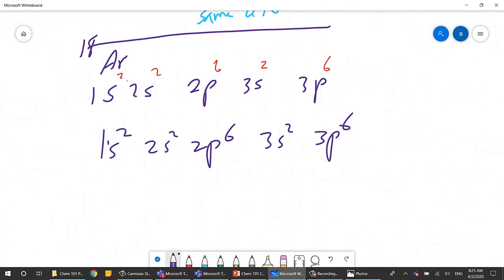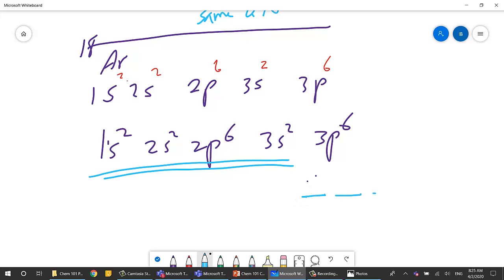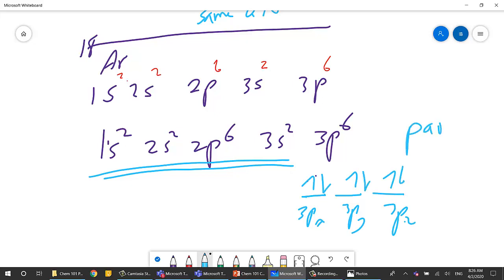Now look at this. If I ask you if argon is paramagnetic or diamagnetic, all of these are paired. You can do them by yourself. But look at the last one, which is the most important. 3p has three subshells: 3px, 3py, and 3pz. And 1, 2, 3, 4, 5, 6. All of them are paired. There is no single unpaired electron in argon. Therefore, argon is diamagnetic. It does not attract to a magnet.